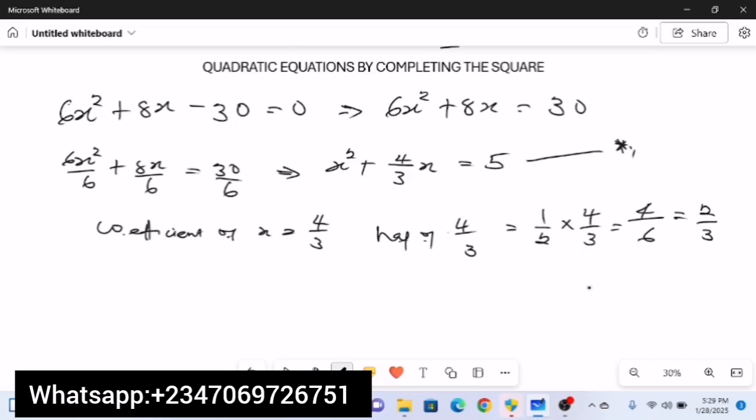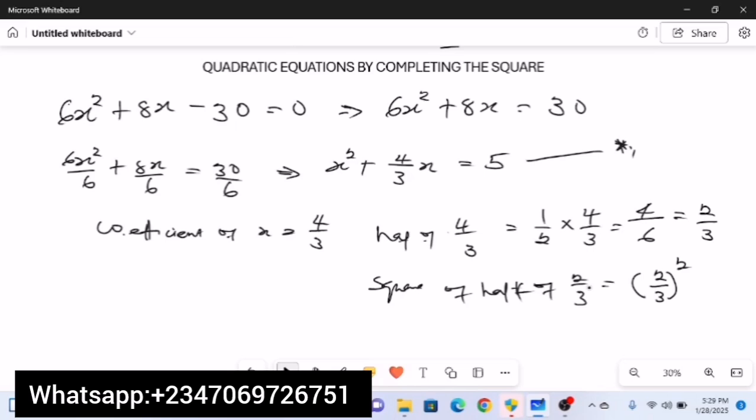Next, we'll find the square of this half. So the square of half of 2 all over 3 is now going to be equal to 2 all over 3 all squared. Now, do not expand. Just keep it as 2 over 3 all squared. Do not expand. Now, plug this into the equation.